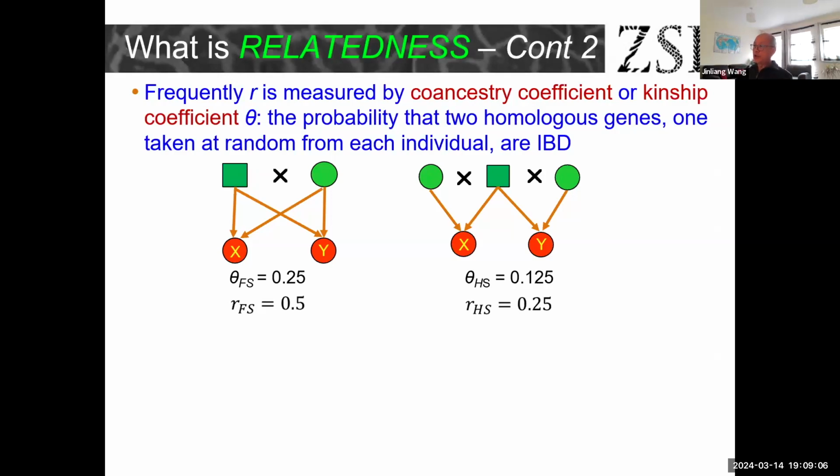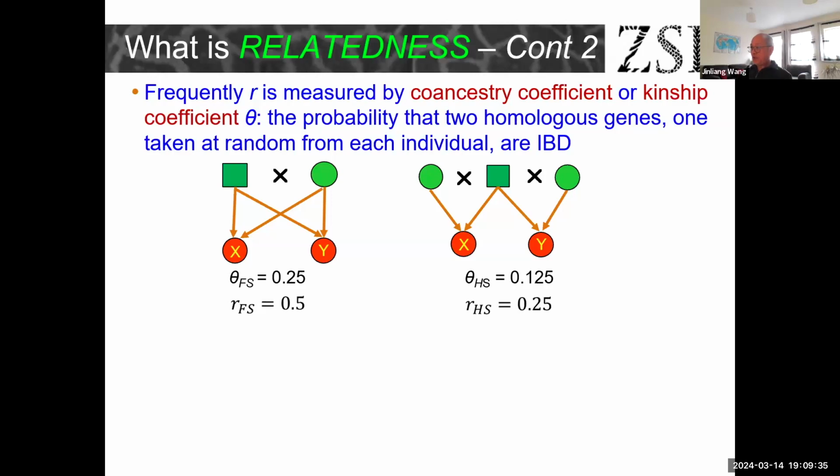Commonly, relatedness is also measured by coancestry coefficient or kinship coefficient. It is defined as the probability that two homologous genes, when taken at random from each individual, are IBD. For example, for full sibs, we have coancestry coefficient 0.25, while its relatedness is 0.5. For half-siblings, it's half the values of full sibs.